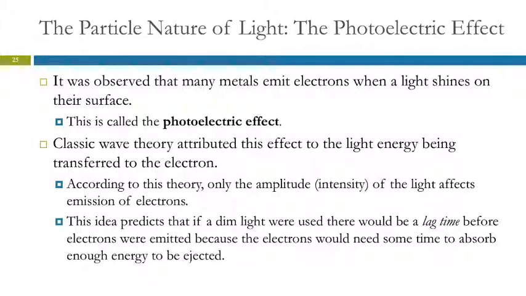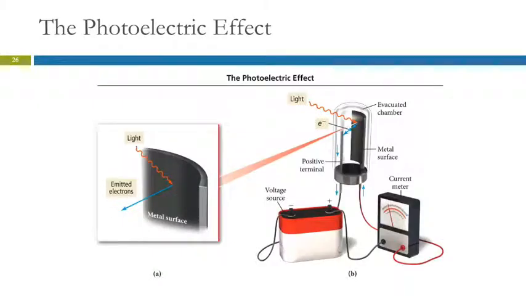This idea predicts that there's a lag time. You shine the light, and then you need to wait a little bit until enough energy accumulates for the electron to be ejected. Here's a sort of setup for the photoelectric effect. You've got a metal surface, you shine light on it, and electrons are emitted. Now, the way that you can detect the electrons is you have all of this occurring in an evacuated chamber.